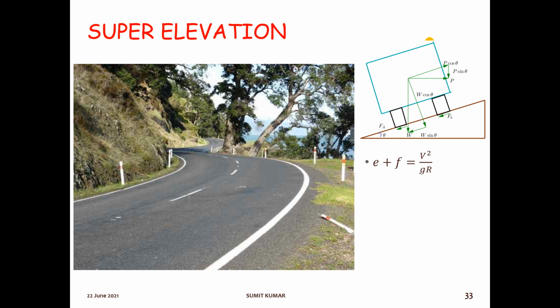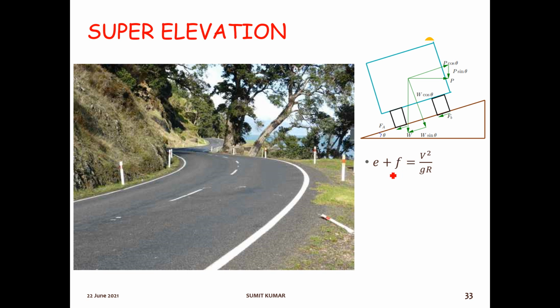I hope you all know what super elevation is and how it is provided, and what the different criteria are which we need to consider while providing super elevation. Just remember the final formula which we derived from the basic equation, E plus F equal to V square by GR. E is the rate of super elevation, and F is the coefficient of lateral friction. Do not get confused and take F as longitudinal friction.